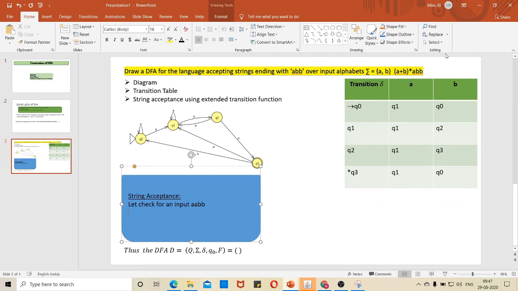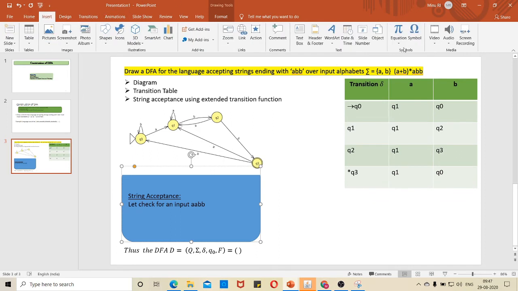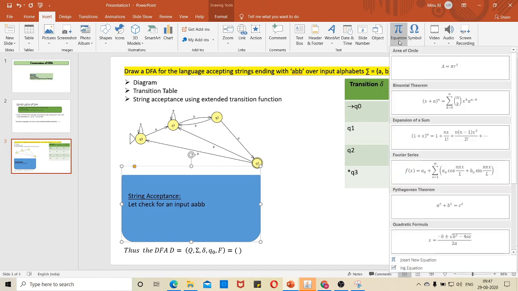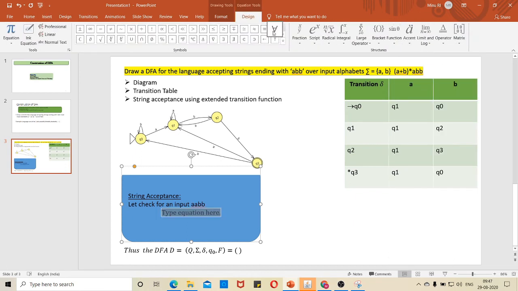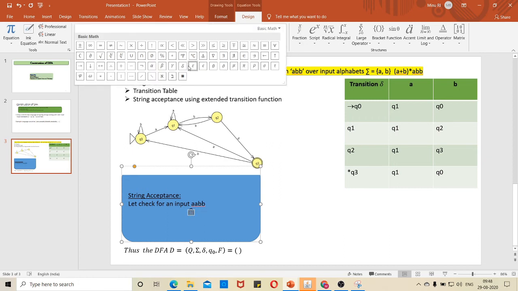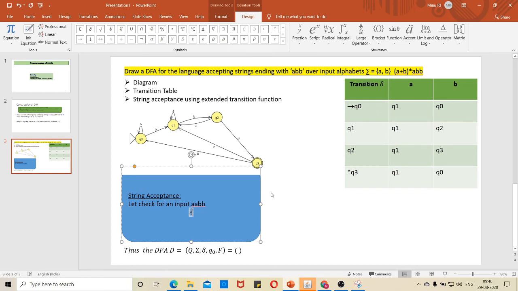Let me get it from my symbols. Let it be equation, because delta cap will not be available over there. Let me take the cap, and here I need the symbol which is delta. Okay, here is the delta. Now delta cap of, initially I will be in the Q0 state, am I right? So in Q0 state, comma, without any input, that is my epsilon.